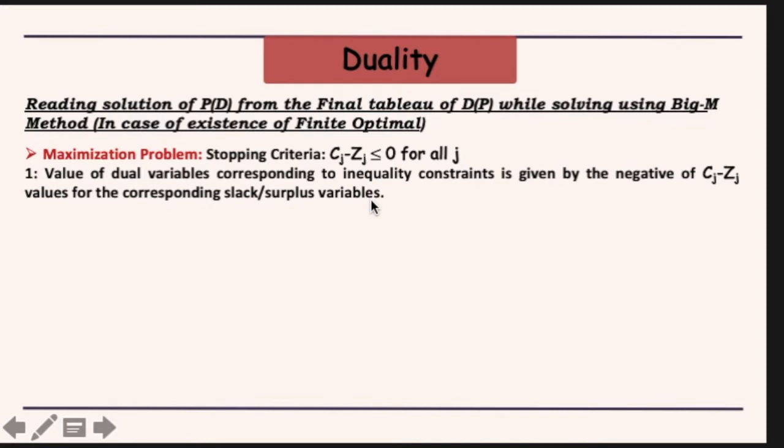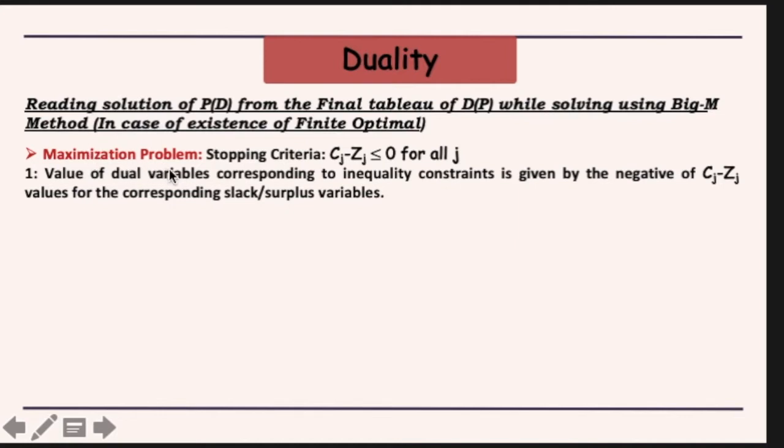Now, what does this mean? It means that whenever we have inequality constraints in the primal, we obviously have slack or surplus variables associated with those inequality constraints, and for the Cj minus Zj values of those slack or surplus variables, you are going to take the negative of the Cj minus Zj. That would be the value of the corresponding dual variable. So this is how to read the dual variables which correspond to the inequality constraints, given that the problem is a maximization problem.